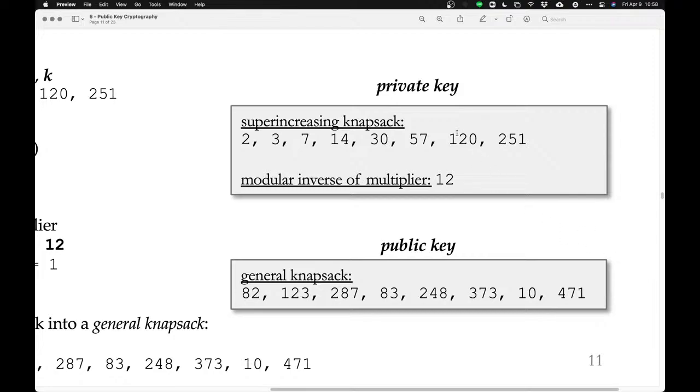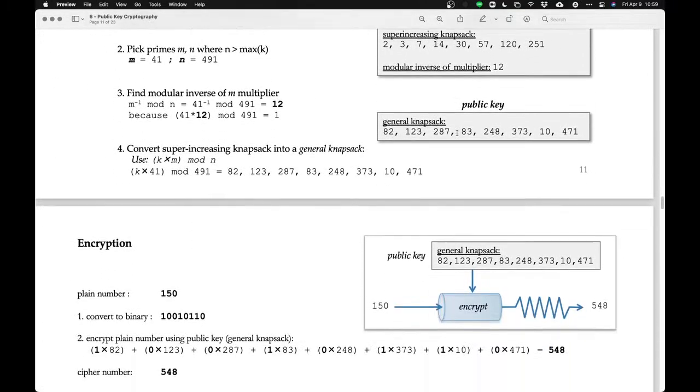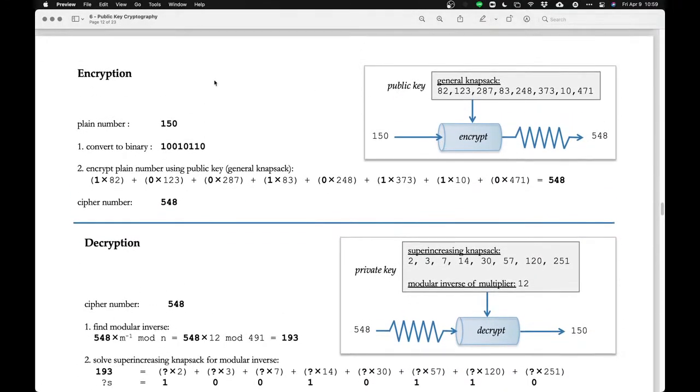The private key is a simple problem to make. Anyone could make it on paper even by themselves, and the modular inverse, which a computer can do for you quickly. And the public key is the super increasing knapsack times a small prime number modulo a big prime number. That's it. Private key, public key. How are we going to use them to encrypt and decrypt? Let's take a look. Next page.